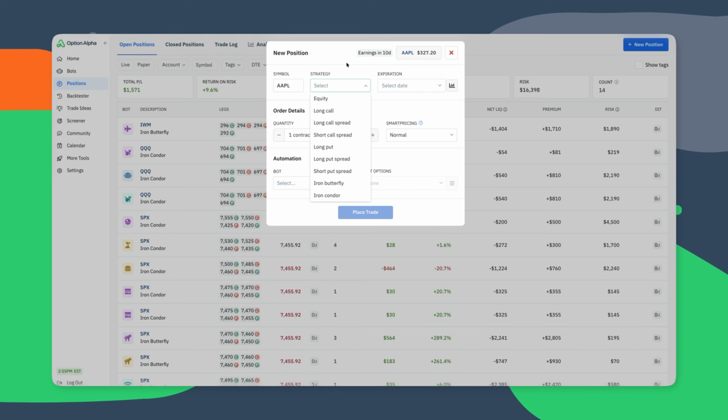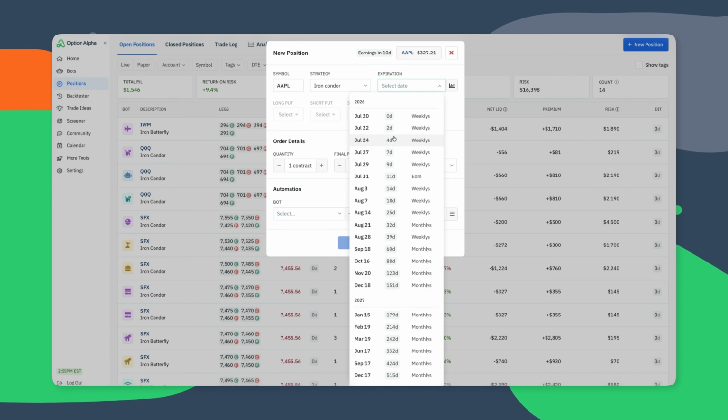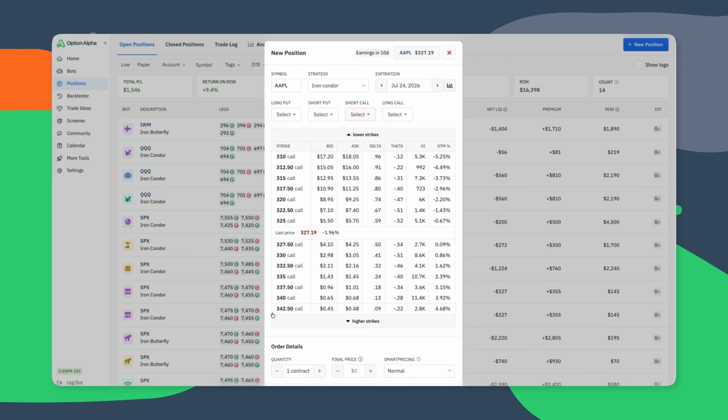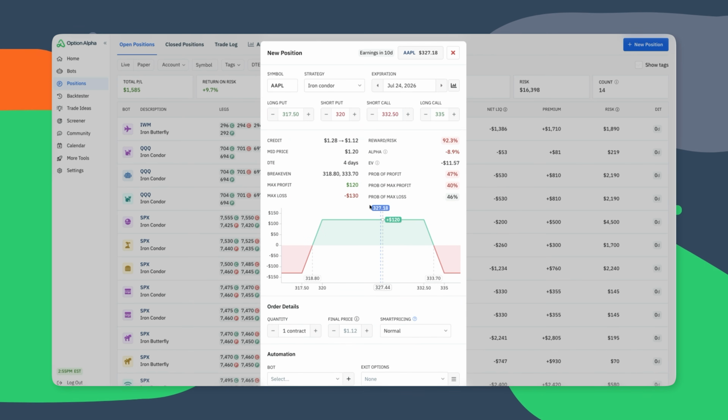Let's pull up Apple. Here is the price. Then imagine building a range around that price. Above the market, you have the call side. Below the market, you have the put side. If I sell a call spread above the market, I'm saying I don't think price goes above this level. If I sell a put spread below the market, I'm saying I don't think price goes below this level. When I combine them, now I have a neutral range. That's an iron condor.